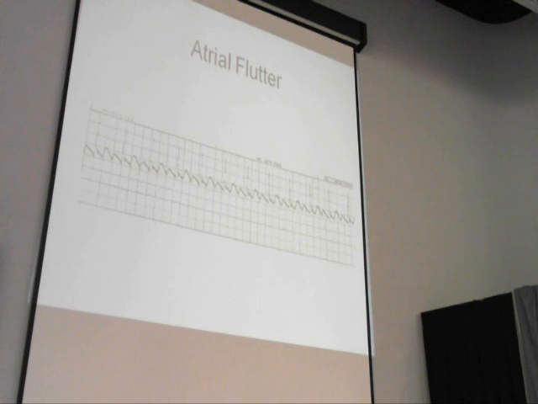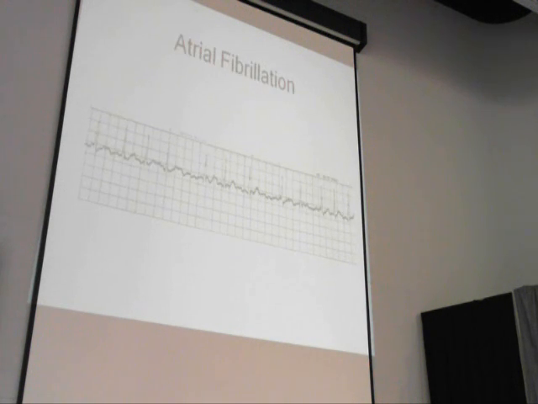In flutter, it's a 2-to-1, 3-to-1, 4-to-1 conduction, meaning every third or fourth beat the AV node lets through to the ventricles. So the AV node is trying to maintain a ventricular rate that is fairly regular and fairly normal in number. So look at the difference.